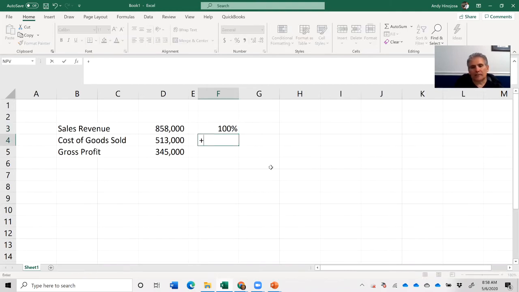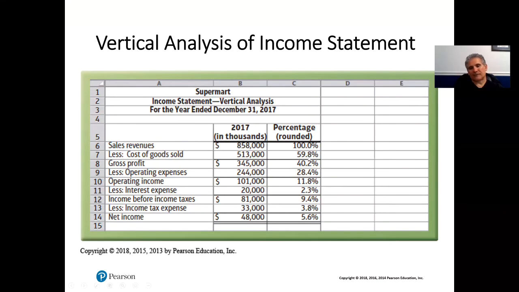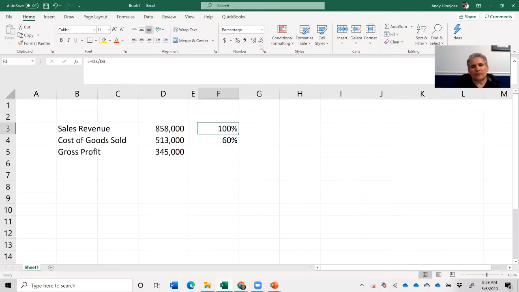We'll look at cost of goods sold. We're going to take 513,000 and divide that by 858,000. The result is 0.6. 0.6 as a percentage is 60%. I guess if we're going to round this to the nearest tenth, it would actually be 59.8%.